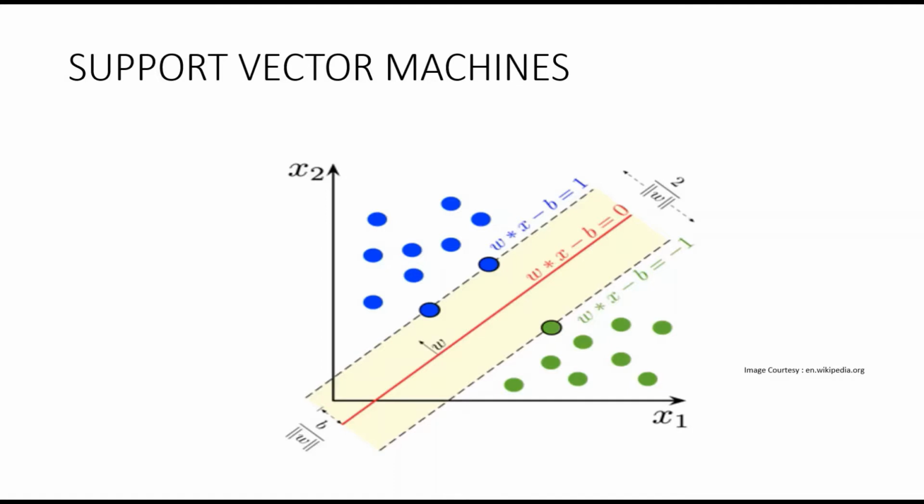Okay, now I am going to give some more clarity on the hyperplane. We already discussed the hyperplane, so I am going to give you some more idea on what exactly a hyperplane is. A hyperplane is a decision plane which separates between a set of objects having different class memberships.